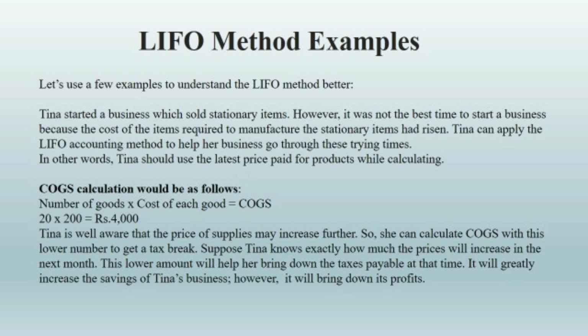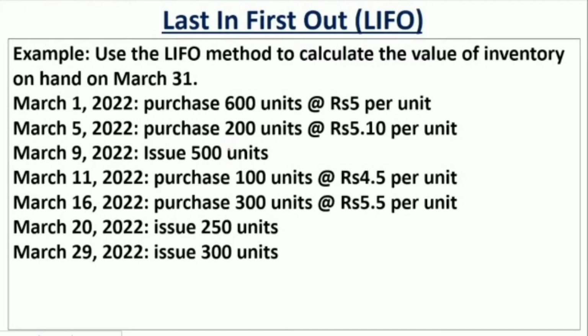Tina is well aware that the price of supplies may increase further, so she can calculate cost of goods sold with this lower number to get a tax break. Suppose Tina knows exactly how much the price will be increased in the next month. This lower amount will help her bring down the taxes payable at that time. It will greatly increase the savings of Tina's business. However, it will bring down its profits.